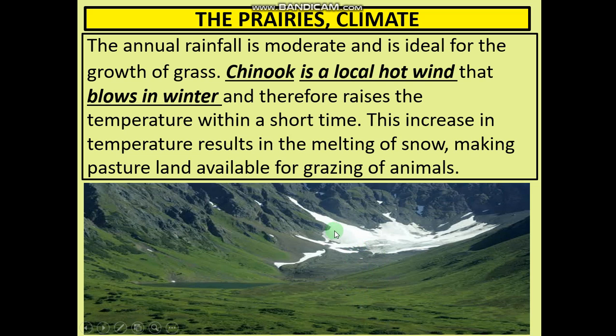Because as long as this snow covers the whole of this area, no grass or other vegetation will be able to grow. Because, you know, under snow nothing grows. So when Chinook starts blowing, the snow starts melting, and as soon as it melts, the land again gets filled with green grass, which provides pasture land available for grazing of animals.